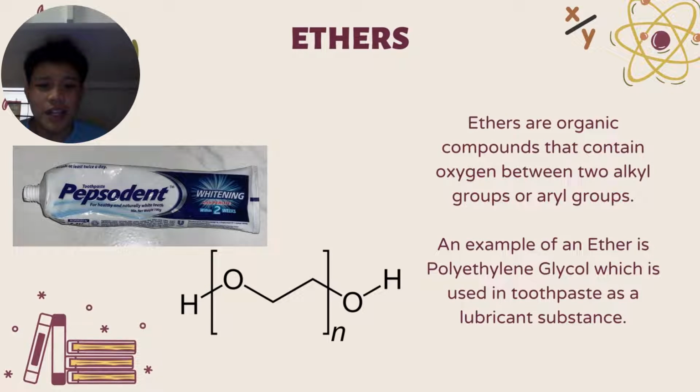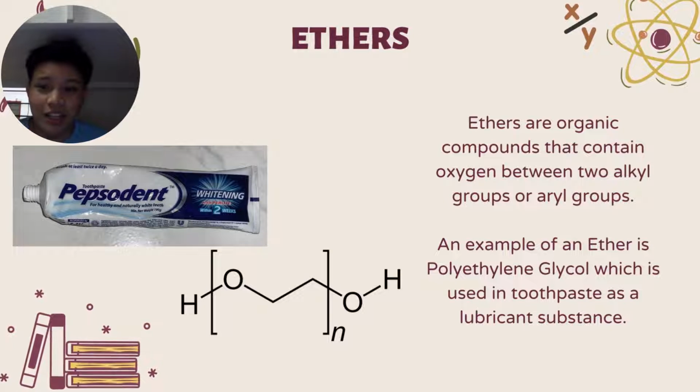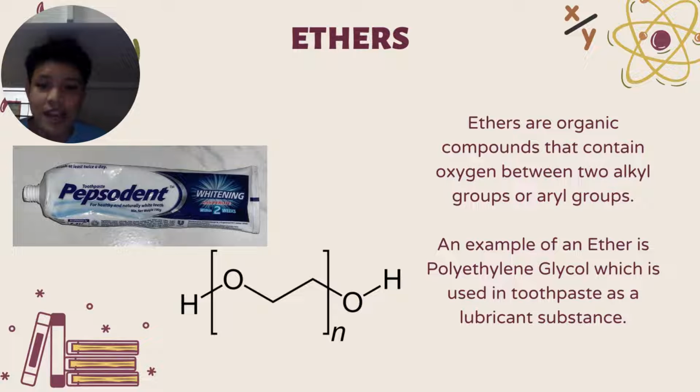Ethers are organic compounds that contain oxygen between two alkyl groups or aryl groups. An example of an ether is polyethylene glycol, which is used in toothpaste as a lubricant substance. This is an example of toothpaste.